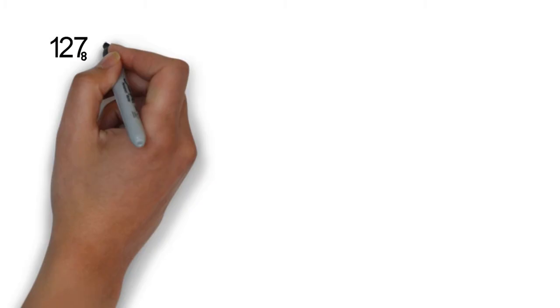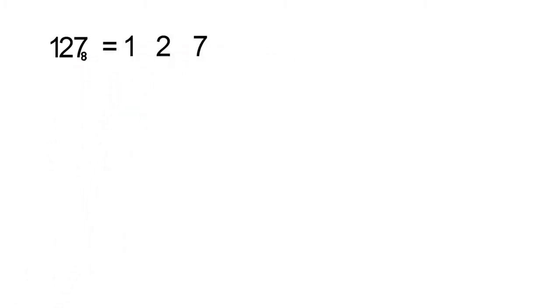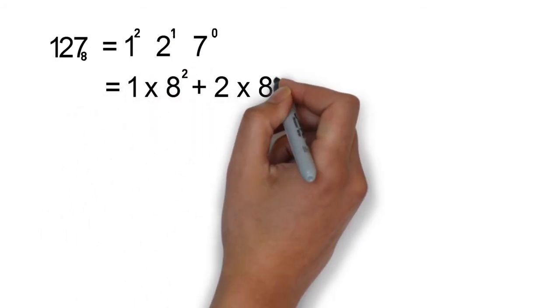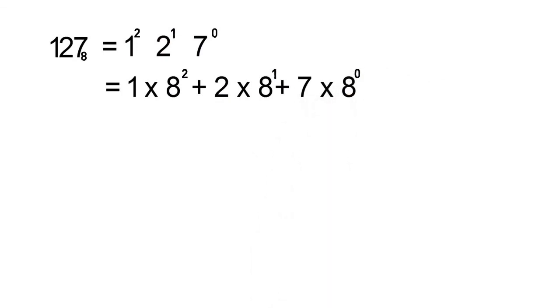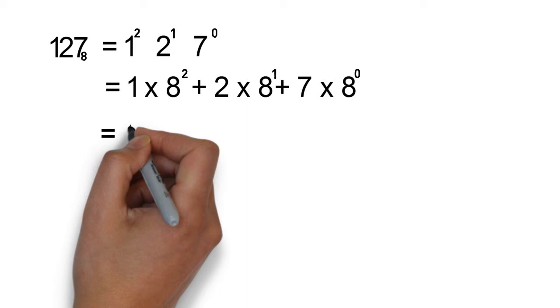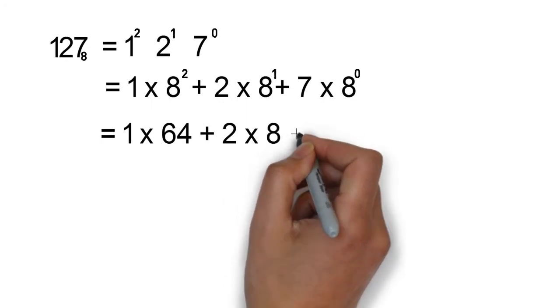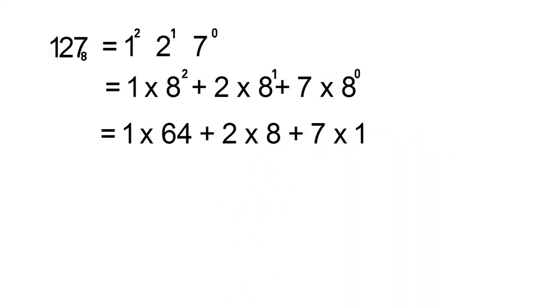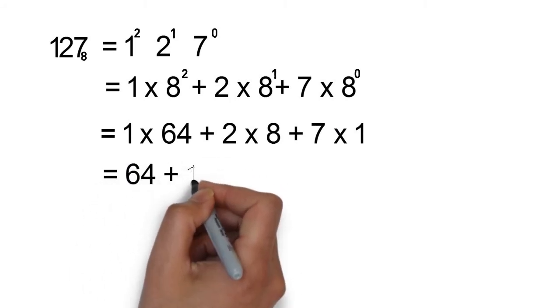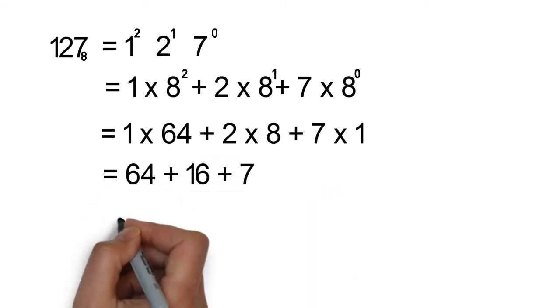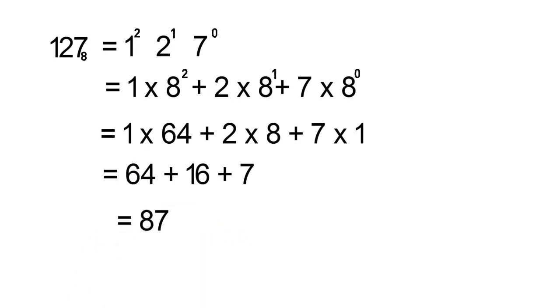Next, I'll be converting 127 base 8 to base 10. So what do I do here? I label again, so I have 0, 1, 2. I have 1 times 8 raised to power 2 plus 2 times 8 raised to power 1 plus 7 times 8 raised to power 0. This will give me 1 times 64, since 8 raised to power 2 gives 64, plus 2 times 8 plus 7 times 1. So this will give me 64 plus 16 plus 7. Adding this together will give me 87 base 10.